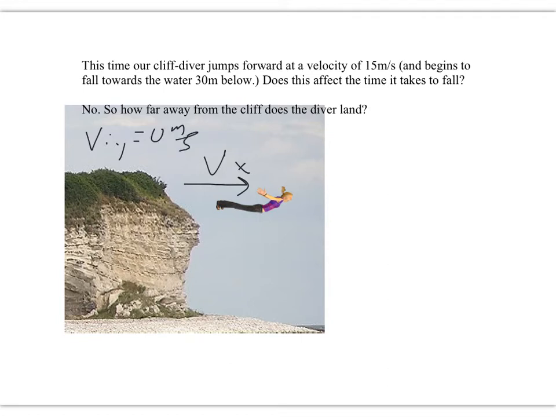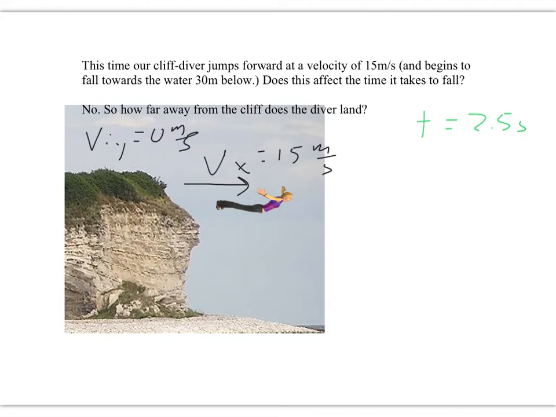Now, it's not going to stay that way for long because gravity is going to cause her to accelerate as she falls, but to begin with, she's only got horizontal velocity, and that horizontal velocity is given as 15 meters per second. Because there's no initial vertical motion, the time she's going to be in the air is still going to be that same 2.5 seconds. So let's write that down because that's pretty important. 2.5 seconds.